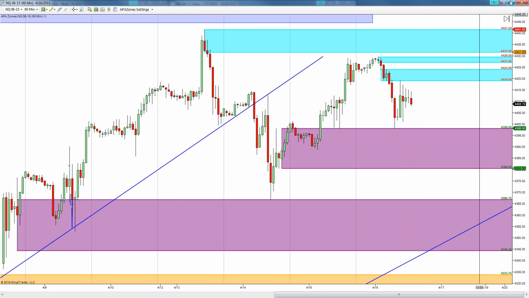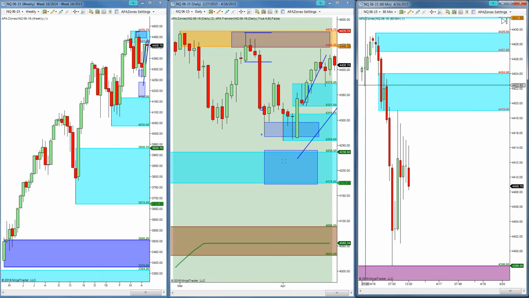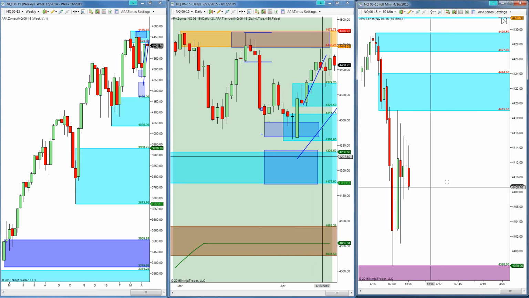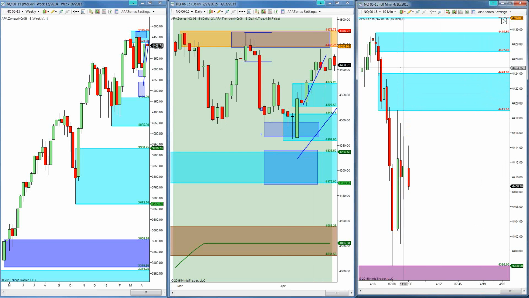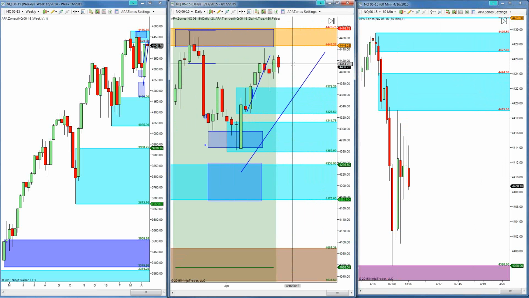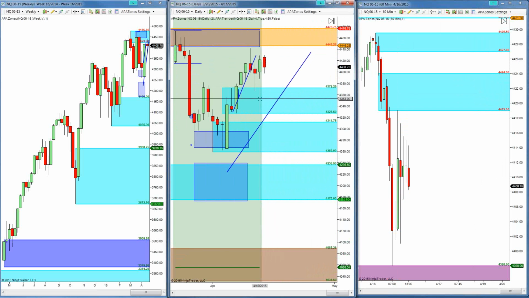So if we couldn't nab the short up here, I'd be looking to see the pullback kind of in this level to see if we continue the stair-stepping process to the upside on NQ.